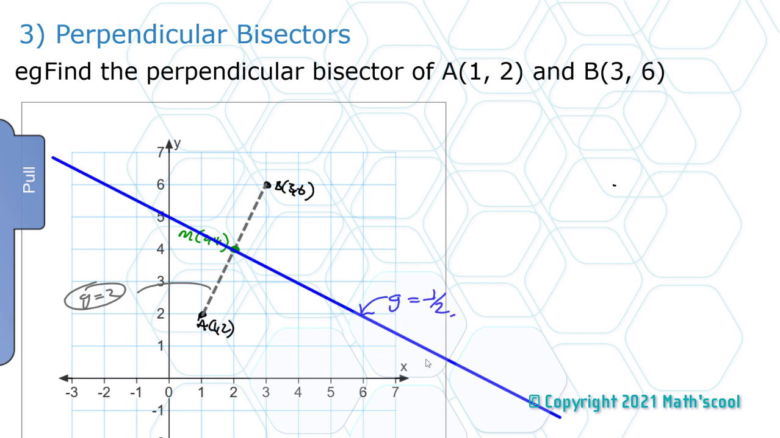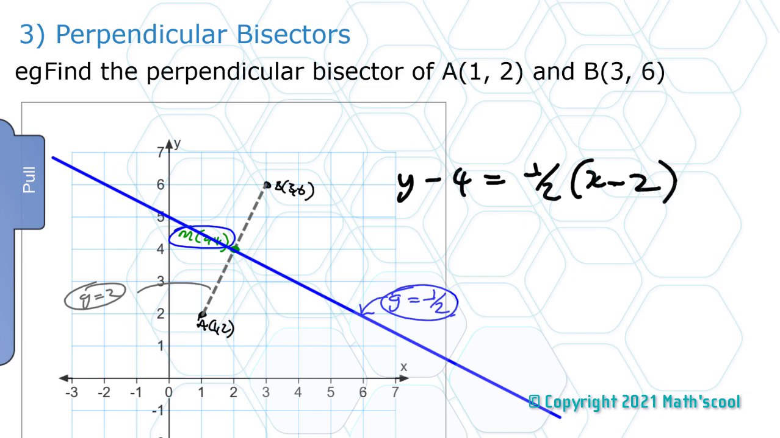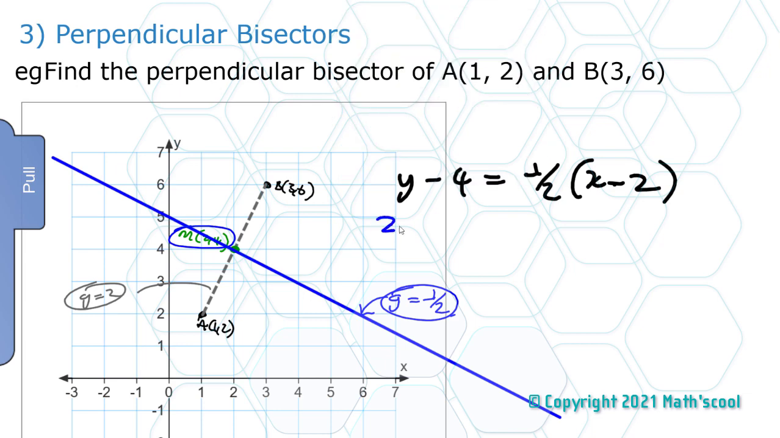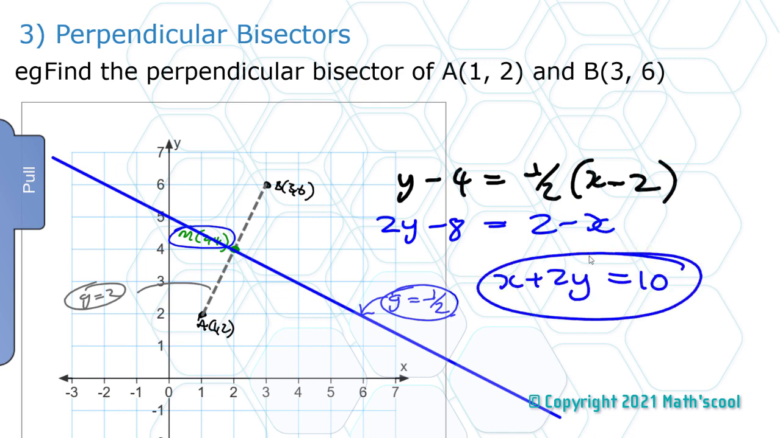And so now we want the equation of the blue line. We know a point on the line and we know its gradient. We can use y minus y1: y minus 4 equals the gradient, -1/2, times x minus 2. I'll multiply through by 2 because we don't want fractions. So that's going to give us 2y minus 8 equals 2 minus x. And then that's going to give you x plus 2y equals 10. And so there's our equation.